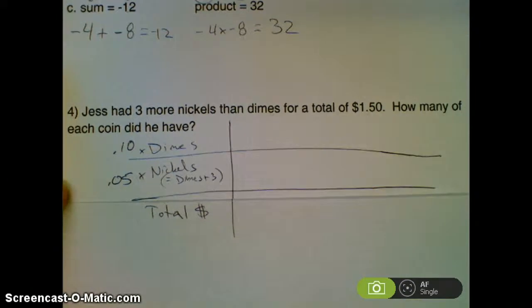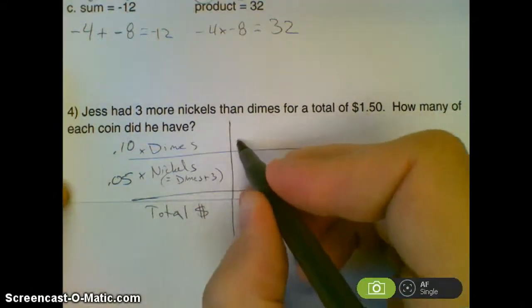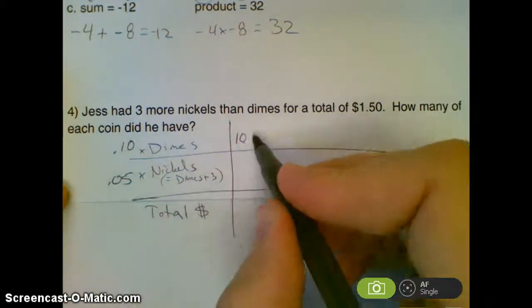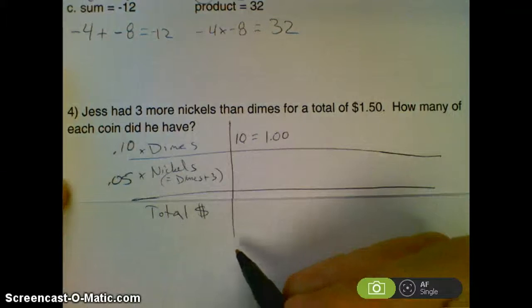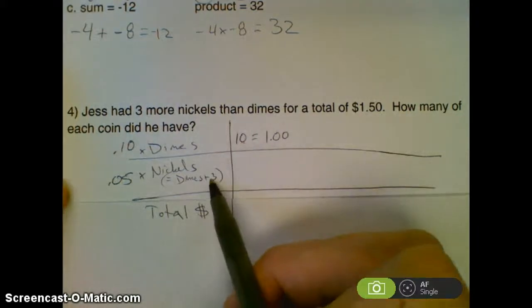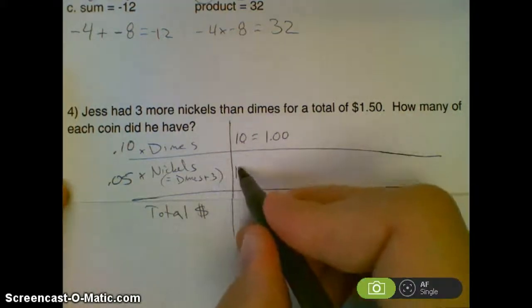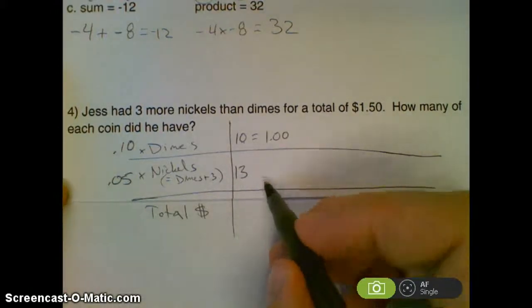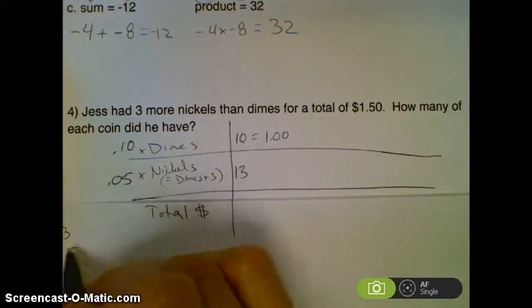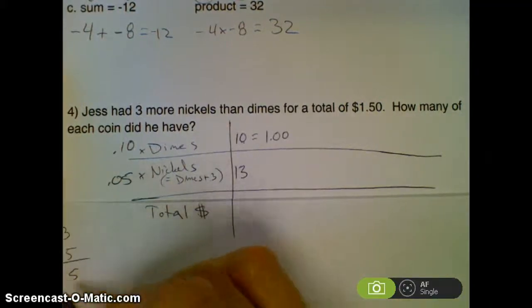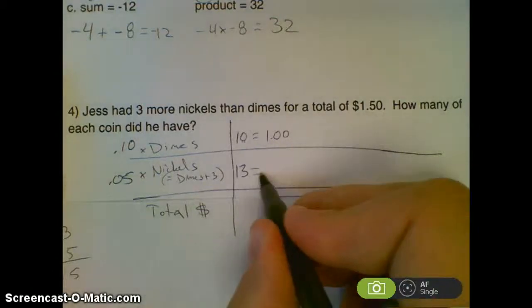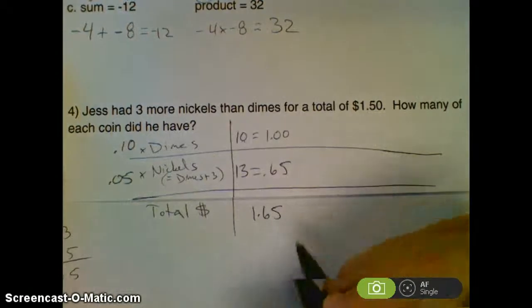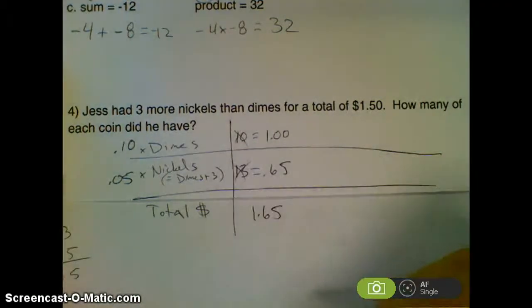So I can just test. Let's say I have 10 dimes. So 10 dimes times 0.10 is $1. I would have $1 in dimes. If I have 10 dimes, I have 3 more nickels. That means I have 13 nickels. 13 times 0.05 would be 65 cents. If I add those two up, I get $1.65. So it's not 10 and 13.